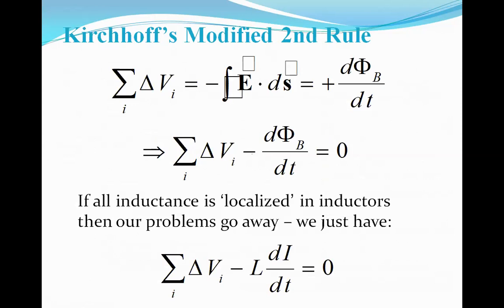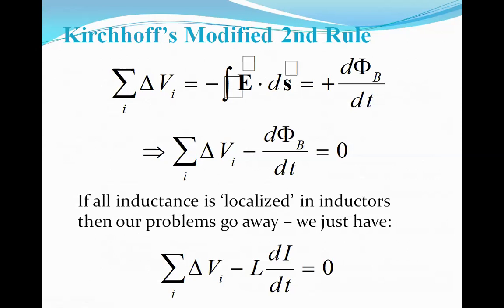So Kirchhoff's law is nothing but what? It is a summation of all the voltages, isn't it? So the summation of all the voltages is equal to minus the integration of E dot ds. And according to Faraday's law, we get the integral of E dot ds as equal to minus d phi B by dt. Or we can say that the summation of V minus d phi B by dt is equal to 0.